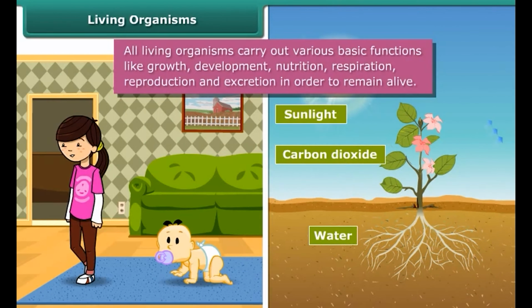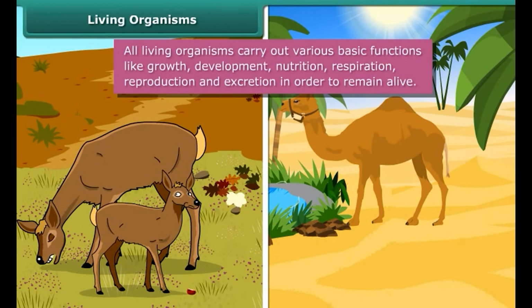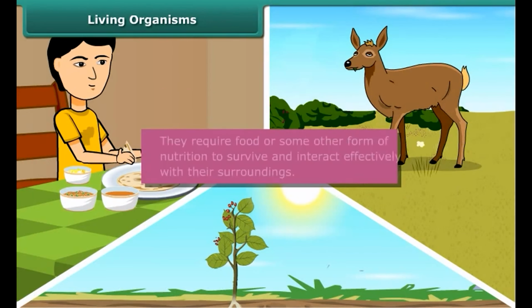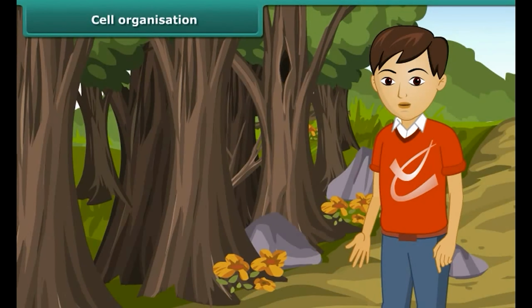All living organisms carry out various basic functions like growth, development, nutrition, respiration, reproduction, and excretion in order to remain alive. They require food or some other form of nutrition to survive and interact effectively with their surroundings. Now we will study important characteristics of living organisms that differentiate them from non-living things.